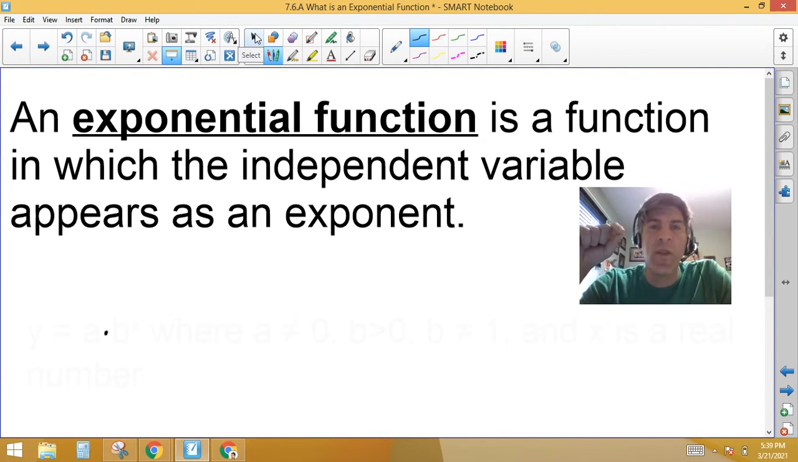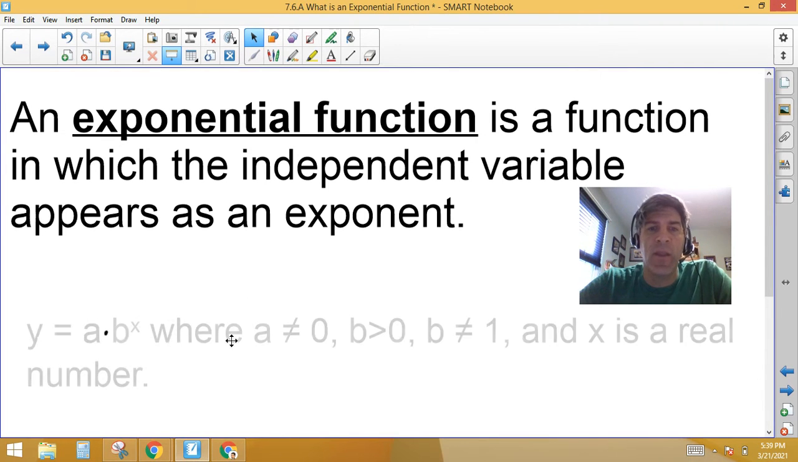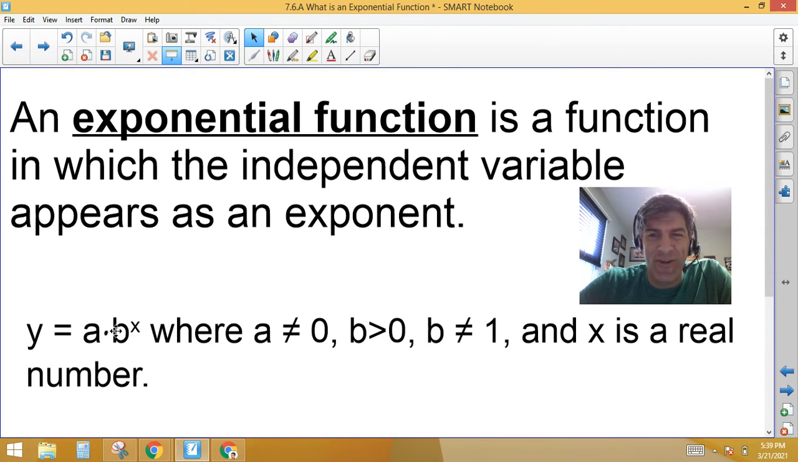But before I show you, the linear function is y equals mx plus b. That's pretty much the slope-intercept form of a linear function. What I'm about to show you is the basic form of an exponential function. It is y equals a times b to the x.